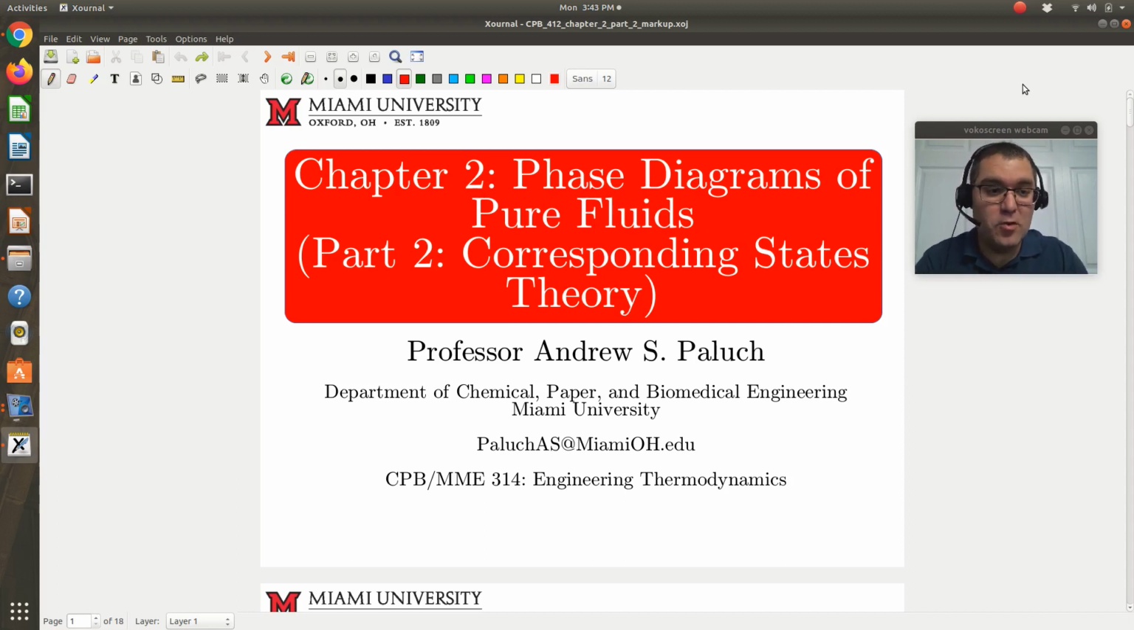Z is a new property that we introduced for convenience, an auxiliary function, where Z is defined as PV over RT. So not a fundamentally new property, but a new quantity that'll be useful for calculation purposes. It's going to be a dimensionless property, which is typically bound between 0 and 1, and physically it's going to correspond to deviations of V from our ideal gas limit. I'll write that out on the next slide so you can see what exactly it means.